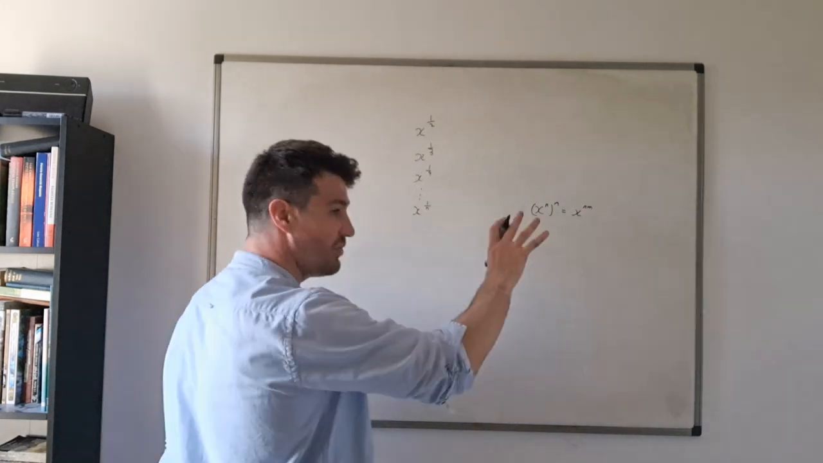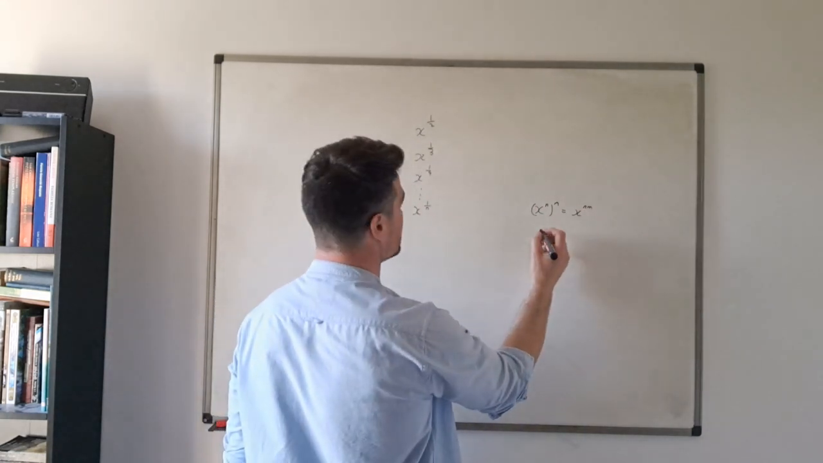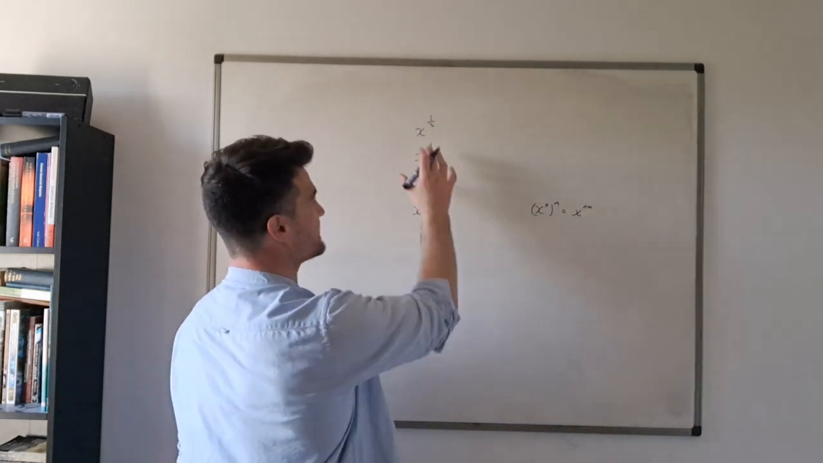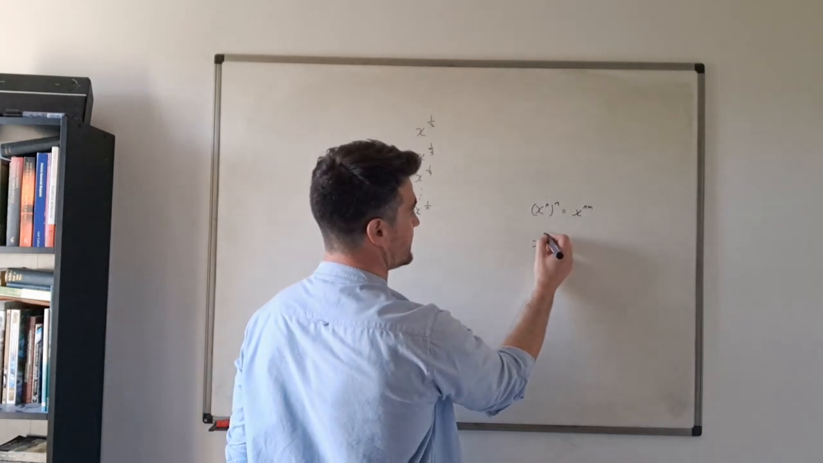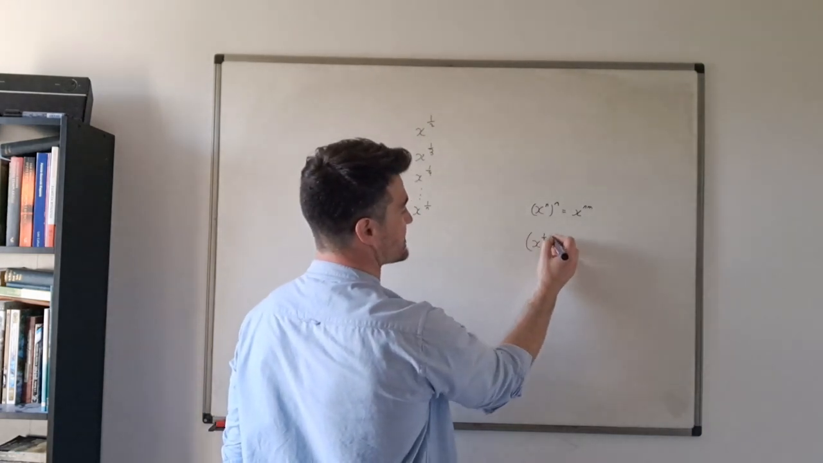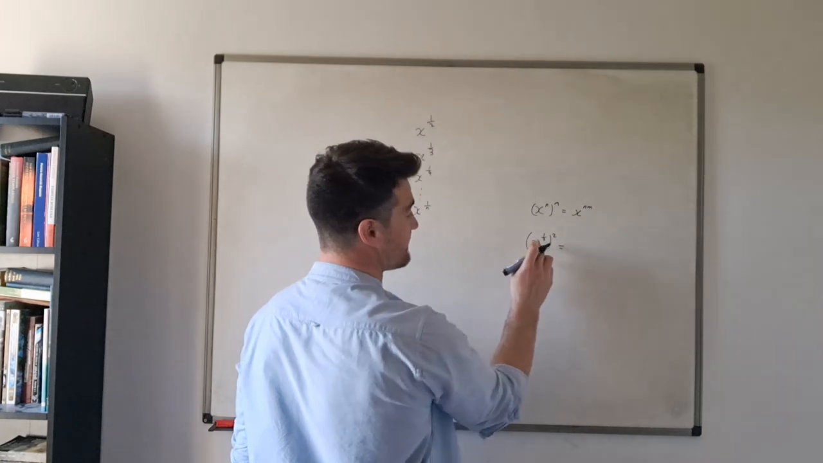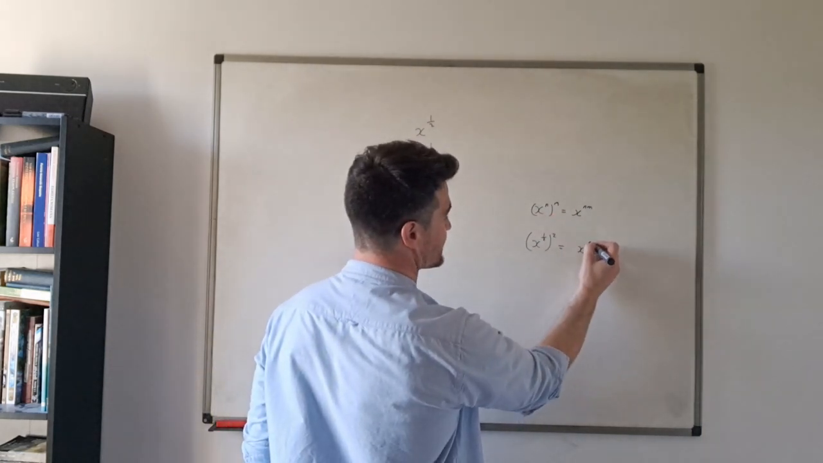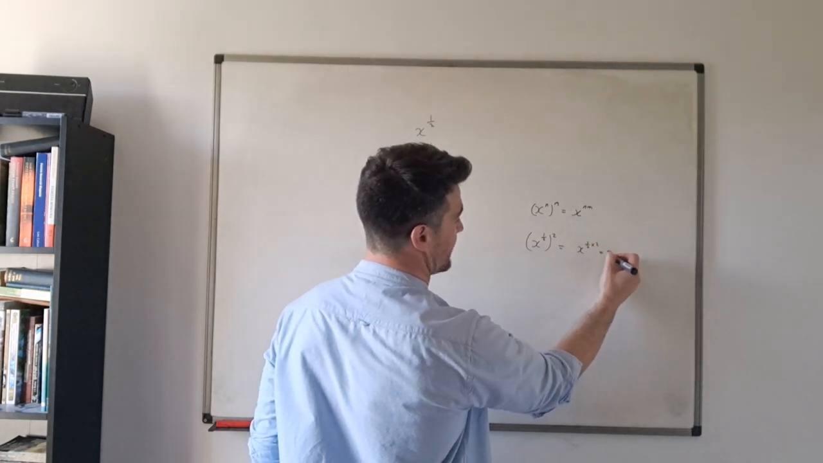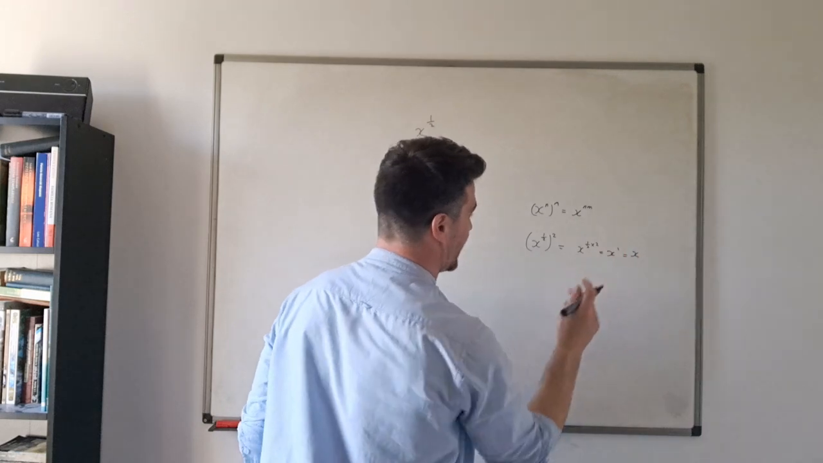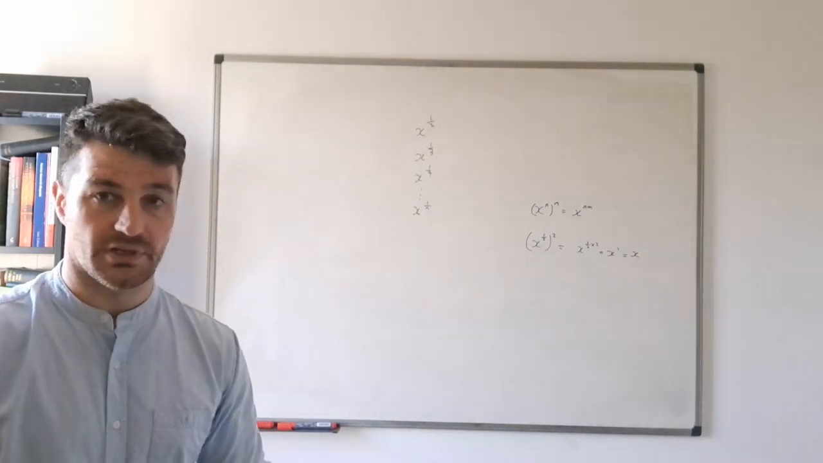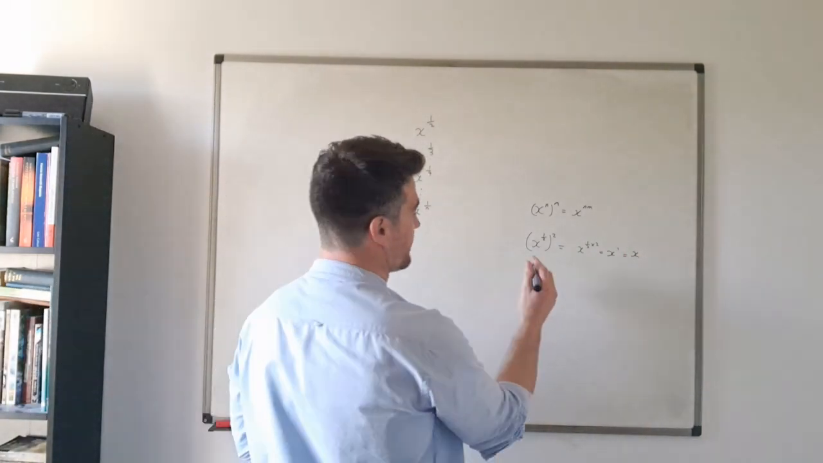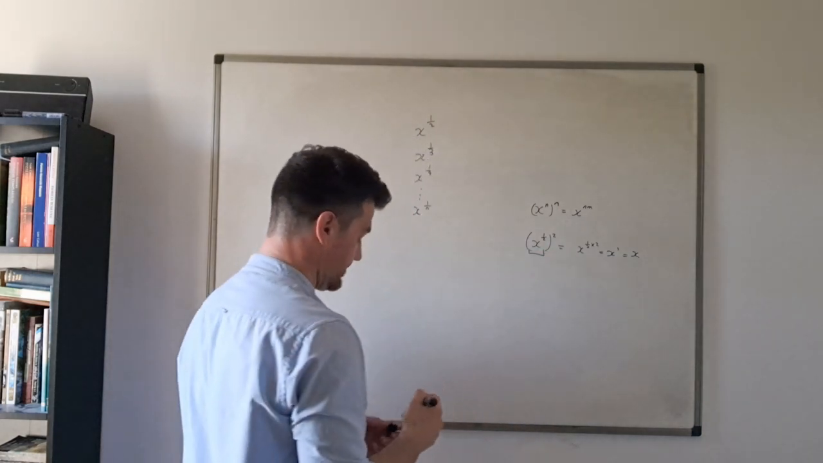Let's say I want this rule to work with my particular choice of, say, x to the power of a half. Then what I'd need to see is something like this happening. X to the power of a half squared must be equal to x to the power of a half times 2, which is equal to x to the power of 1, which is equal to x.